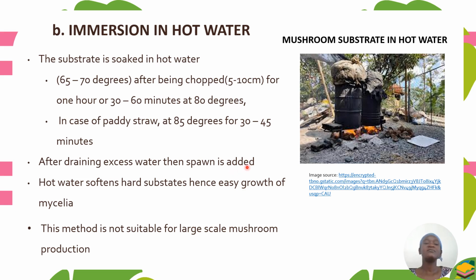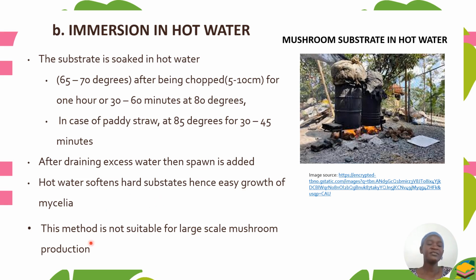But make sure that the substrate should not be hot, it should be cool. Hot water will help to further soften hard substrates. Remember, in phase 1 we partially decompose them, but some of the substrates will still be hard. So if they are still rough, hot water will soften them and hence easy growth of mycelium. The other use of hot water is to get rid of microorganisms and germs.